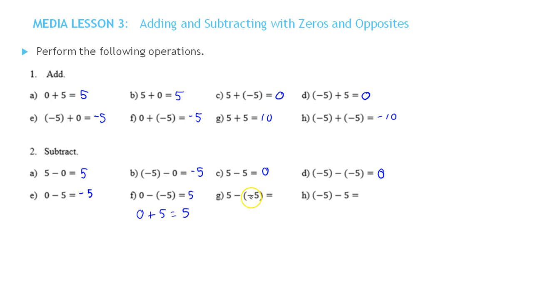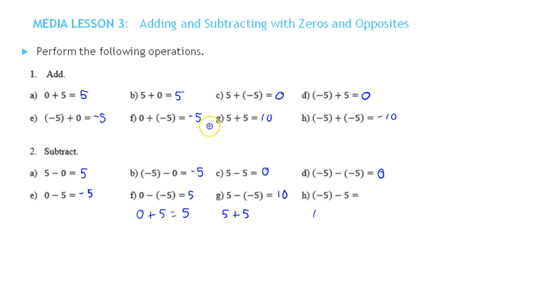These ones are a little tricky because they almost look like they should be 0 because the numbers are so similar. But let's be careful. Let's rewrite them as addition. 5 minus negative 5 is the same as 5 plus the opposite of negative 5, which is 5. So this is 10.